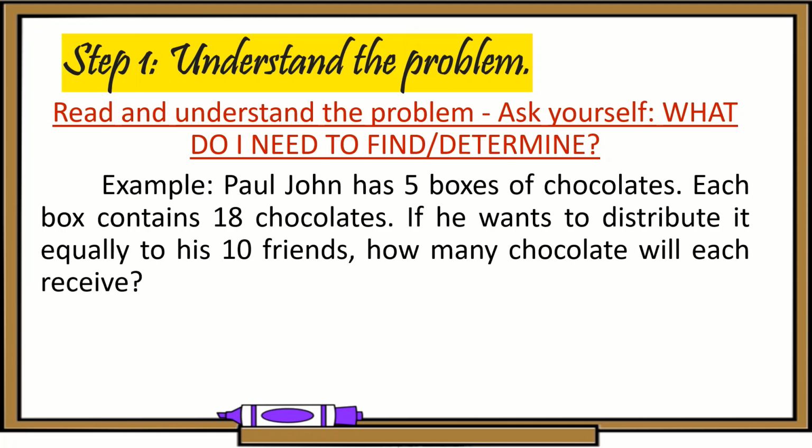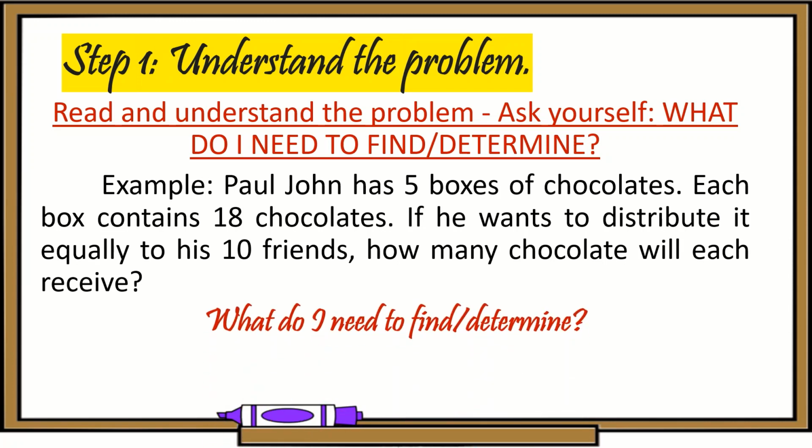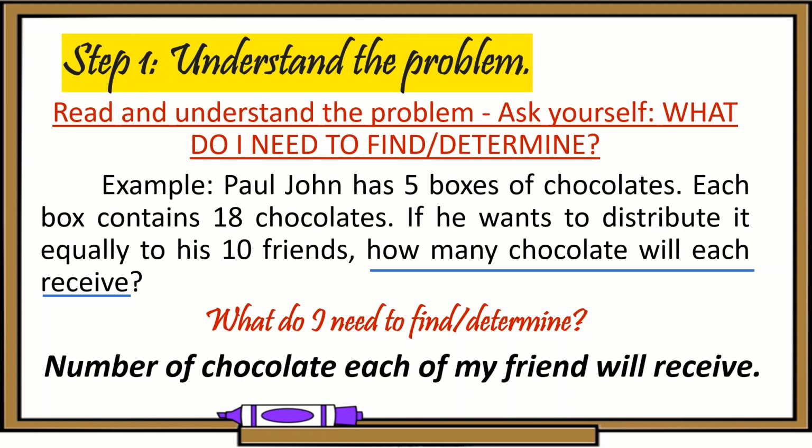Example, Paul Chan has 5 boxes of chocolates. Each box contains 18 chocolates. If he wants to distribute it equally to his 10 friends, how many chocolates will each receive? You can ask, what do I need to find or determine? How many chocolates will each receive? So you need to get the number of chocolates each of my friends will receive.